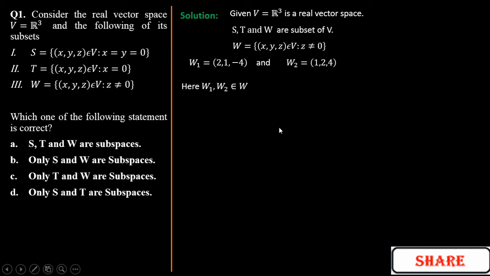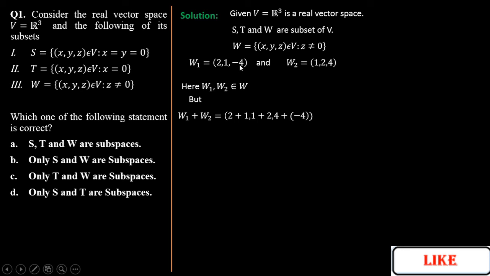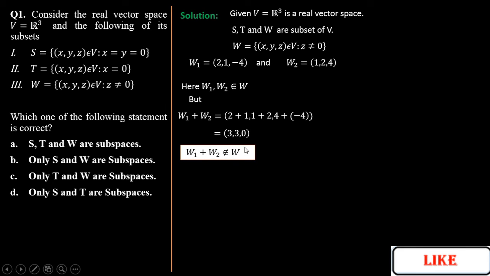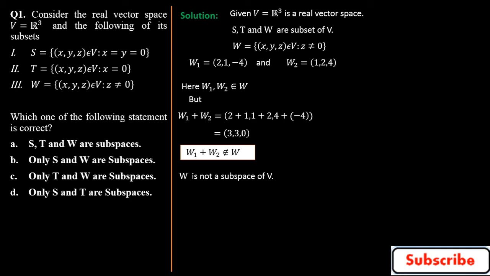What comes next, W1 and W2 belong to the subset W, but what happens when you add them, W1 plus W2. It is 2 plus 1, 3, and 1 plus 2 is also 3, but -4 and 4 is going to be 0. In such a case W1 and W2 belong to W, but W1 plus W2 does not belong to W, because here z equals 0. So this is the first property that we see, about addition. So in that case W is not a subspace of V.